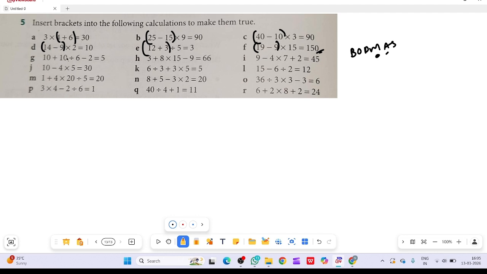Then, so 10 plus 10 and 6 minus 2. So 20 divided by 4 is 5. Here we will put 3 plus 8 multiplied by 5, 15 minus 9 is 6. Then 9 minus 4 is 5, and 5 9s are 45. 10 minus 4 is 6, 6 5s are 30.